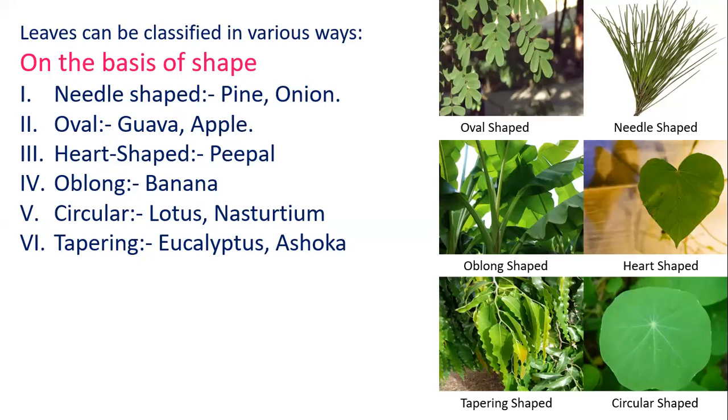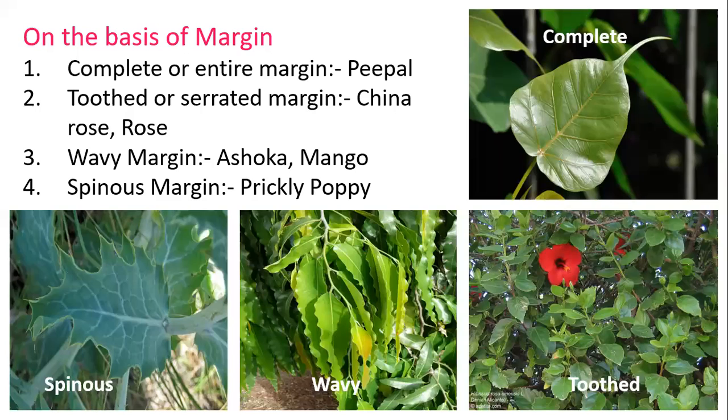Leaves can be classified in various shapes. On the basis of shape: needle-shaped, pine and onion; oval, guava and apple; heart-shaped, peepal; oblong, banana; circular, lotus and nasturtium; tapering ends, eucalyptus and ashoka. On the basis of margin: complete or entire margin, peepal; tooth or serrated margin, china rose or rose; wavy margin, ashoka or mango; spinous margin, prickly poppy.